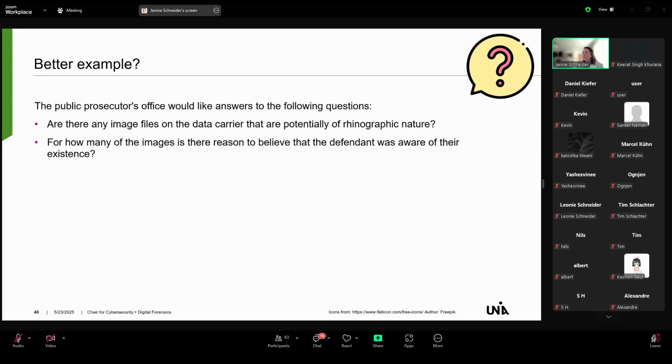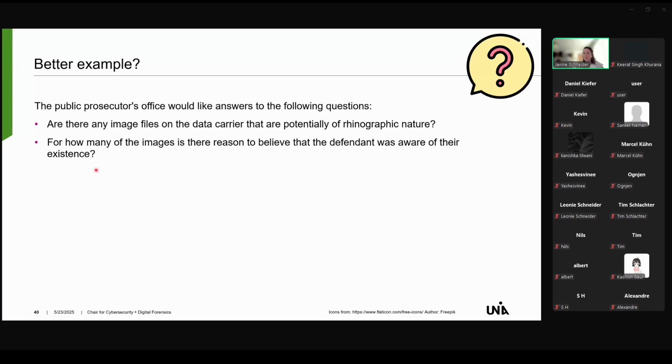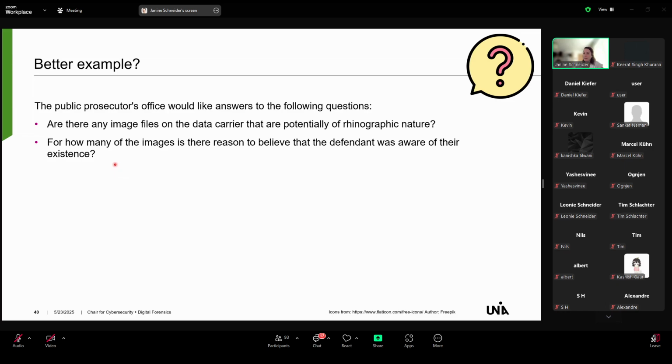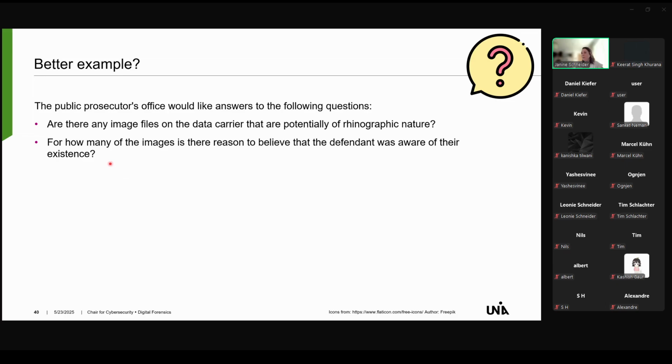Okay, we cannot prove or refute the last question. For how many of the images is there reason to believe that the defendant was aware of their existence? Again, it's about knowingly possessing. So who put the pictures on the device? For that you would need to know who was sitting in front of the computer. And this is something that we already learned. We cannot answer that question.